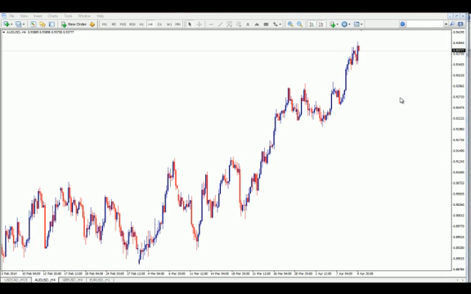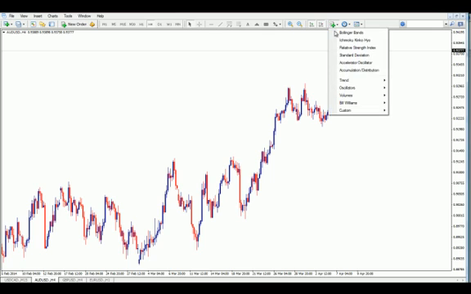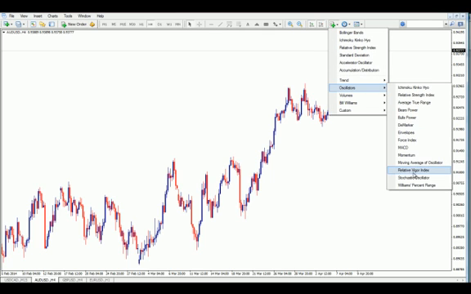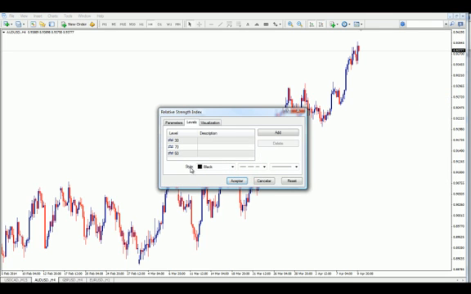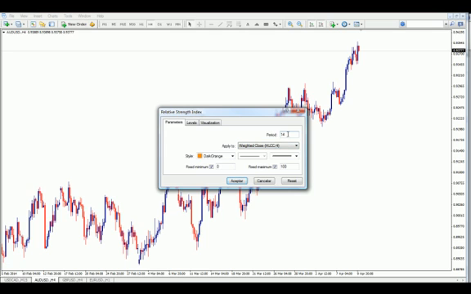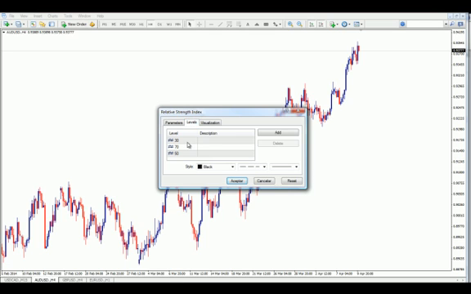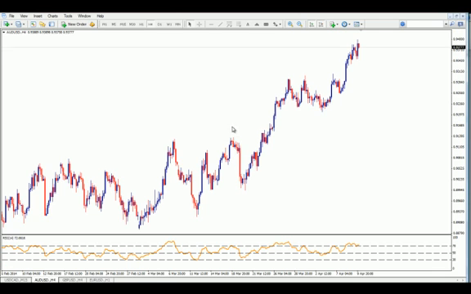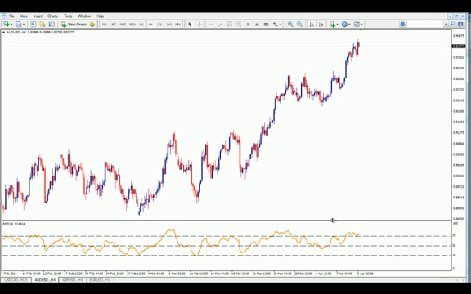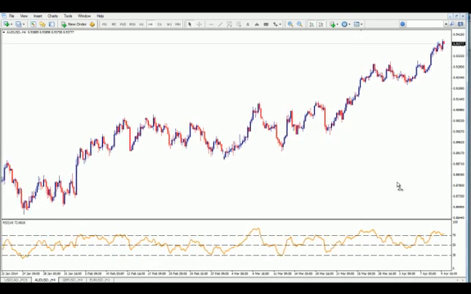Okay, this is the Aussie US dollar 4-hour chart. And the first thing we're going to do is insert the RSI. So we click on the plus button, we go to oscillators and then relative strength index. And as you can see, by default, we have the 14-period relative strength index and the 30 and 70 levels, as well as the 50 level. So we just click on it and we already have it.